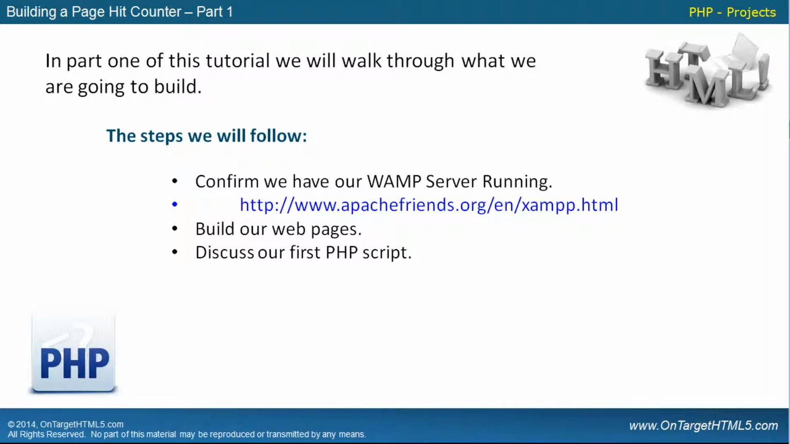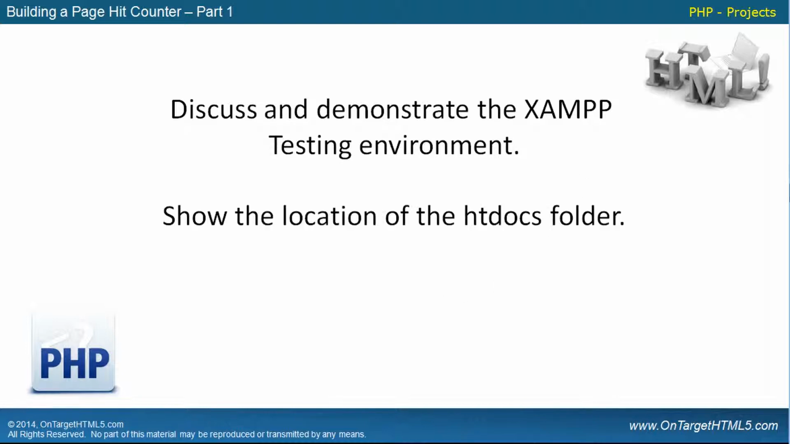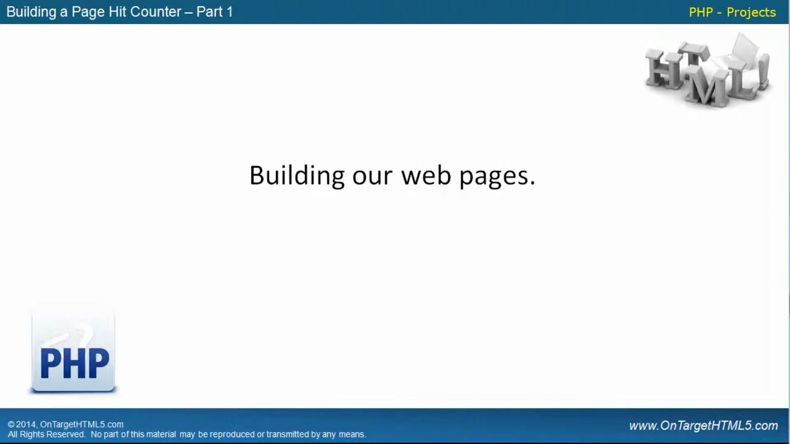All right, so we've covered the actual Apache Friends website and where you can go and get your XAMPP in the event that you need it. We talked about the fact that we have a tutorial in the tools section of the website that explains how to do all the installation of the XAMPP development environment in the event that you don't already have it installed on your computer. Next, we're going to go into building our web pages. So we've discussed and demonstrated the XAMPP testing environment. We looked at the location of the htdocs folder and how we set up that root structure for our website. So now let's go in and start building our web pages for our tutorial demonstration.